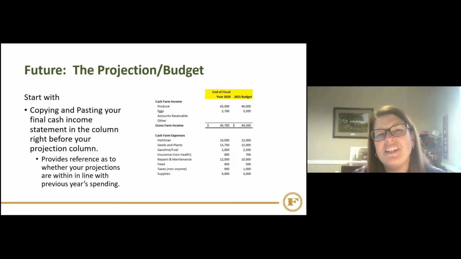Now you may be asking me, do I need to do it on the accrual basis or the net income basis? For simplicity, you could do it on cash. Again, cash is very simple. At the very least, I highly recommend you do cash income statements.